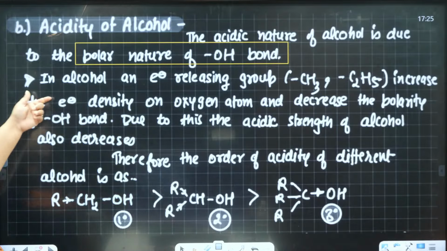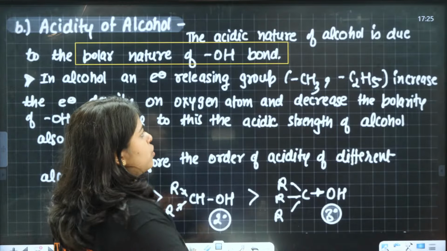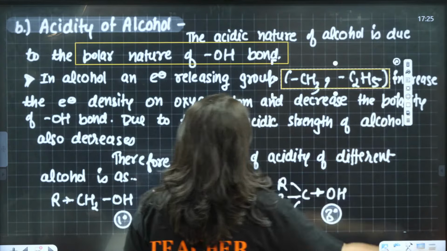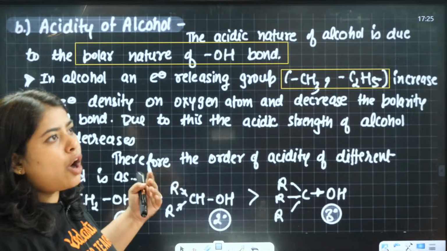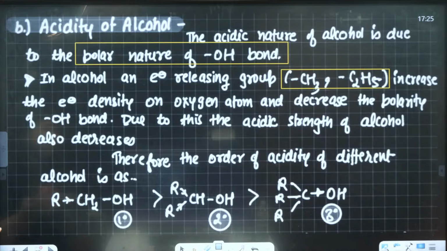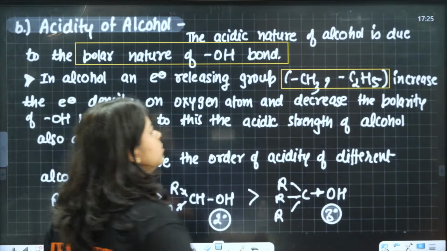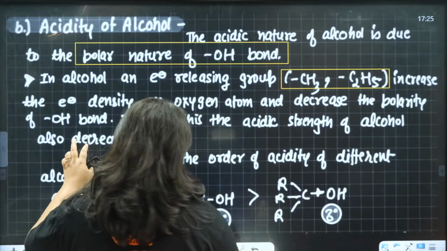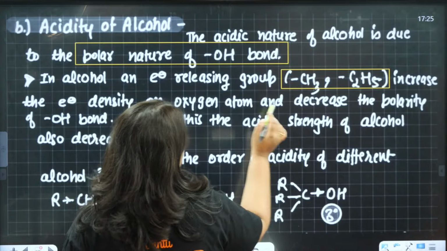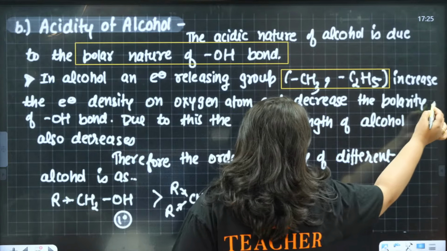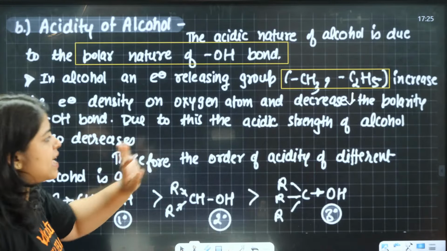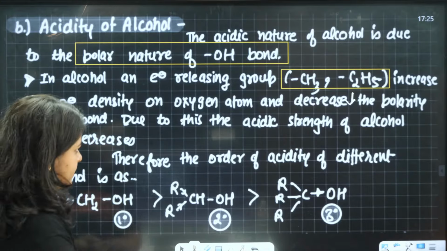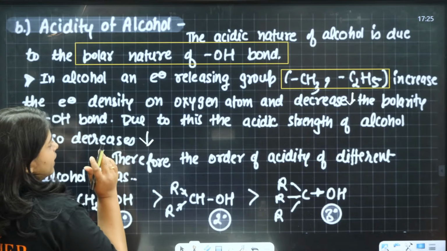Clear? In alcohols, an electron releasing group such as CH3 or C2H5 increases the electron density on the oxygen atom and decreases the polarity of the OH bond. Due to this, the acidic strength of the alcohol also will start decreasing.